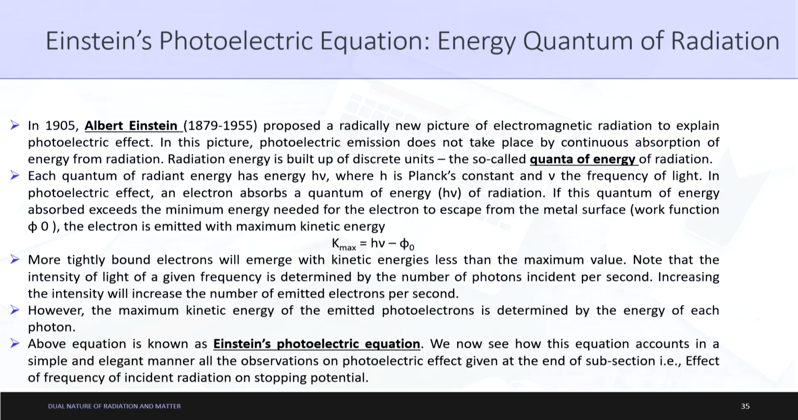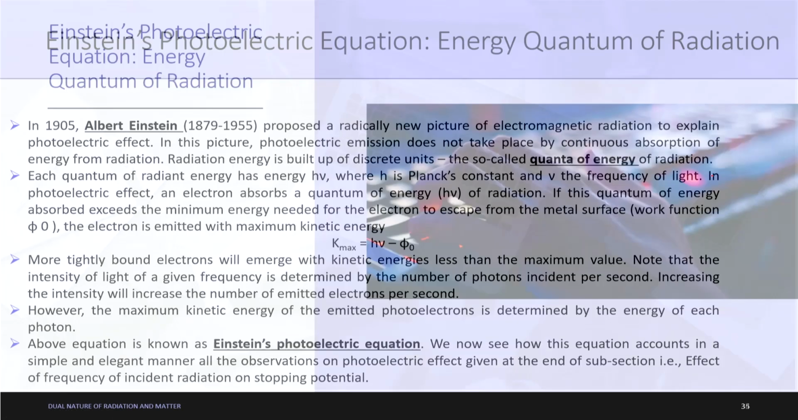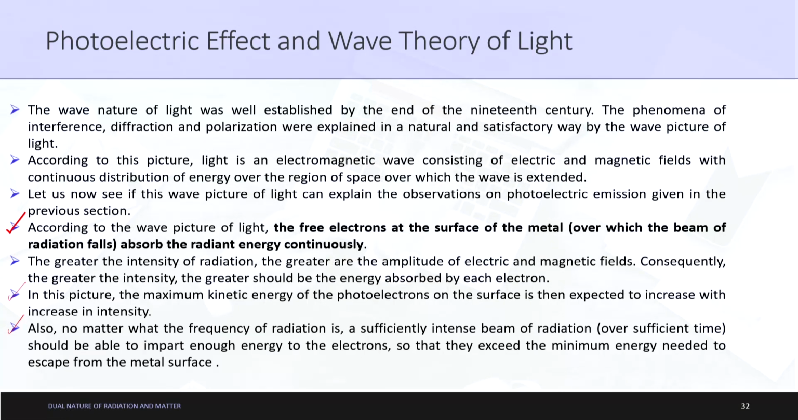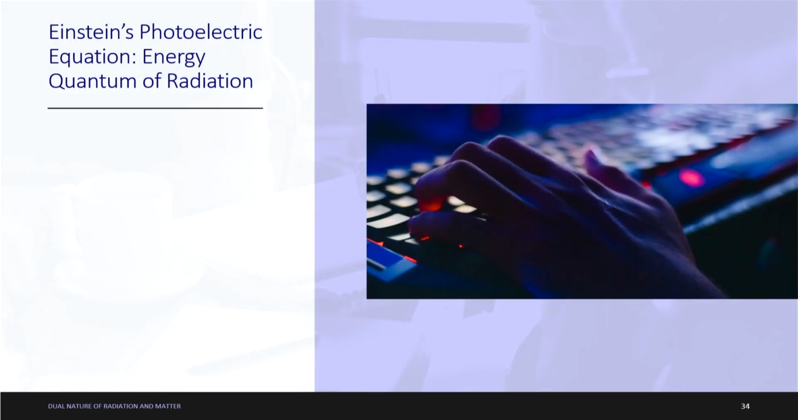So, now he started to conclude in his way. In this picture, photoelectric emission does not take place by continuous absorption of energy from radiation. Radiation energy is built up of discrete units, so-called quanta of energy of radiation. Let us look back. First of all, what was being done here? It would have been written that we are assuming it to be continuous absorption. I guess it is not written, so that is why I will try to explain it. This is one of the basic ideas.